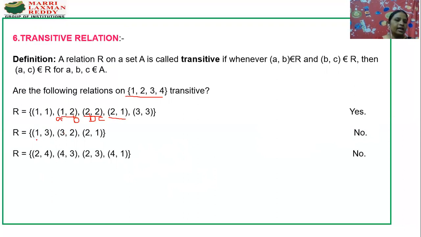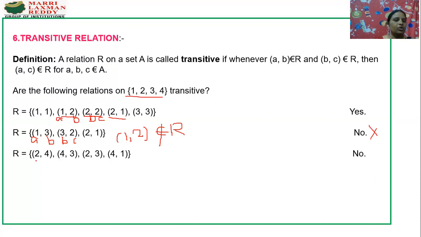Coming to the next one. Here this is (a, b), here it is (b, c). (a, b) belongs to R, (b, c) also belongs to R. What about (a, c)? (a, c) is nothing but (1,2). (1,2) does not belong to R. So it is not a transitive relation.